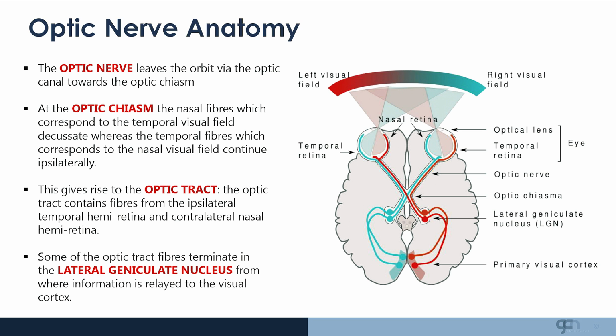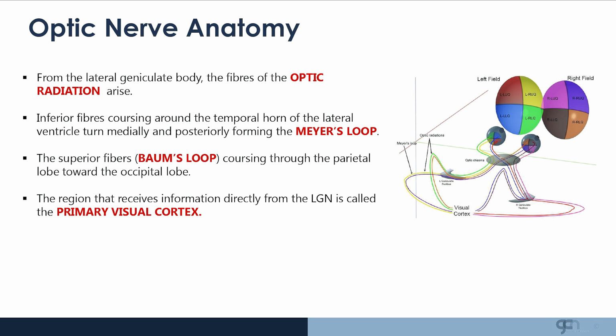These fibers then travel towards the lateral geniculate nucleus, and from here, further fibers relay information towards the visual cortex. These fibers are known as the optic radiation, and there are two key loops to be aware of, an inferior loop and a superior loop. The inferior fibers course around the temporal horn of the lateral ventricles and then turn medially and posteriorly towards the visual cortex, and this inferior loop is known as Meyer's loop.